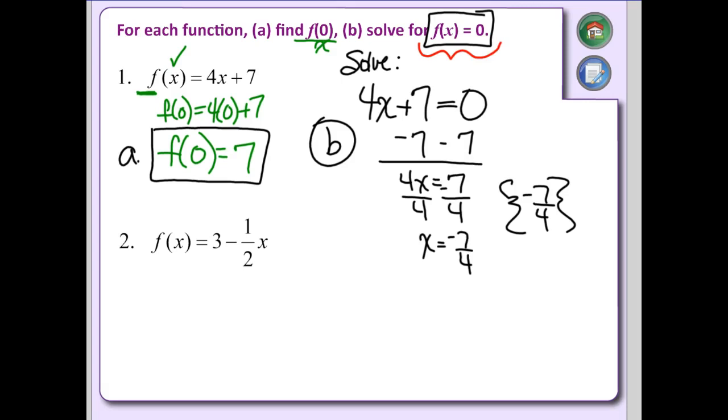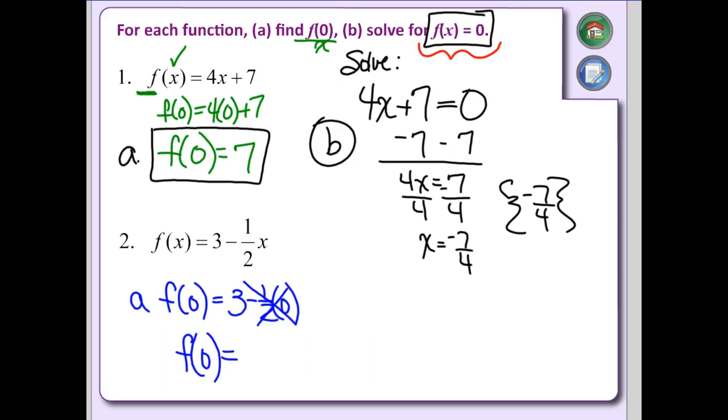So how are we going to do that for number 2? Well, let's go ahead and take care of letter A first. Well, letter A, they want the function at 0. So that's going to give me 3 minus 1/2 times 0 when I plug in my x. So the function at 0 equals, yeah, that's 0, equals 3.